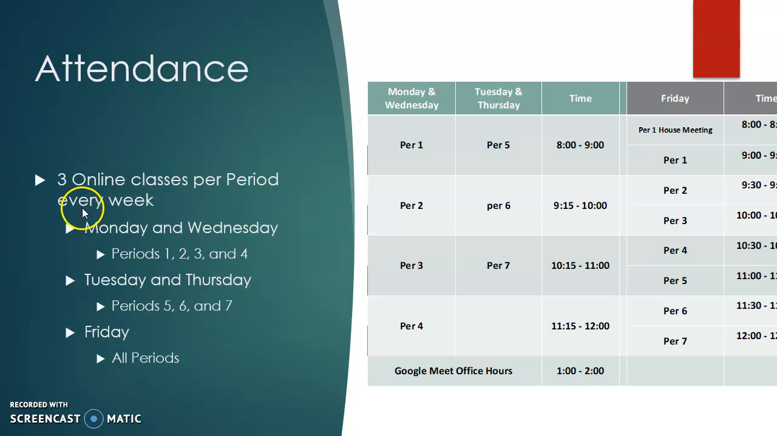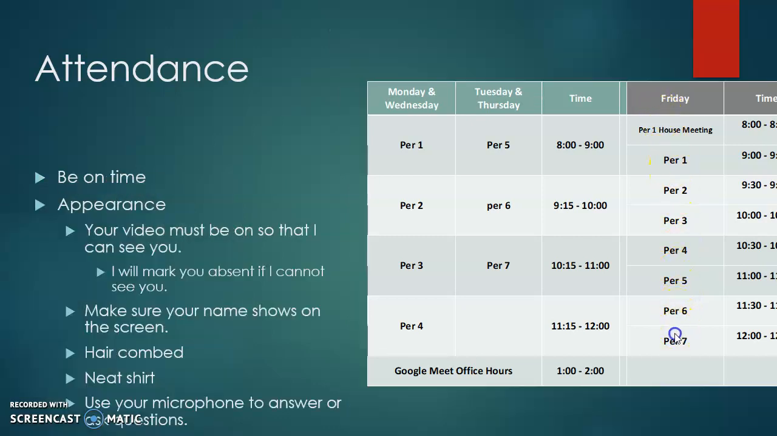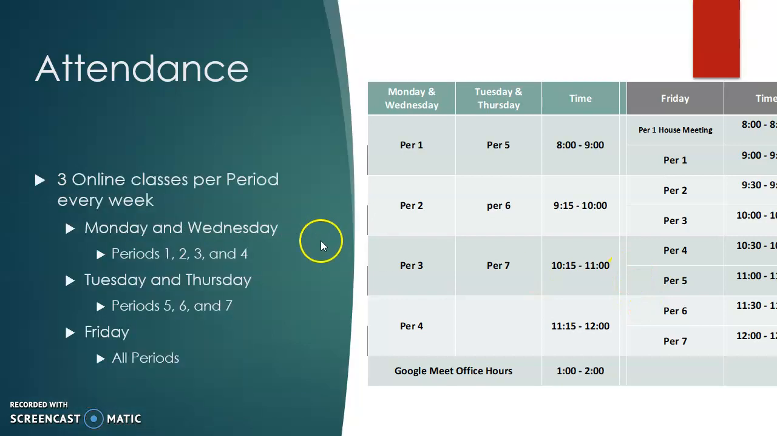So we have 3 classes per week. Mondays and Tuesdays, periods 1, 2, 3, and 4. So those 2 days plus Friday. Notice on Friday we meet, all classes meet. So Tuesdays and Thursdays, periods 5, 6, and 7 meet. And again, they will all meet on Friday also. So 3 times a week.